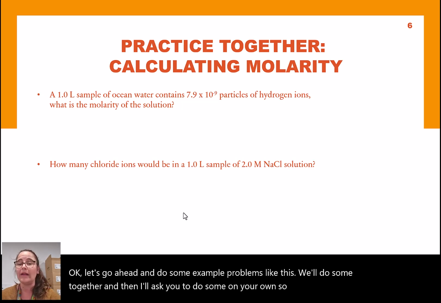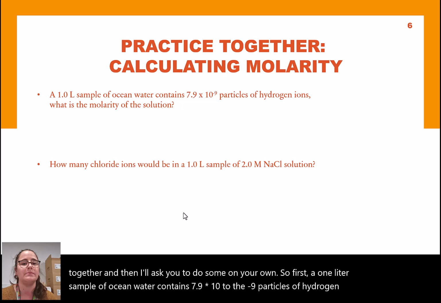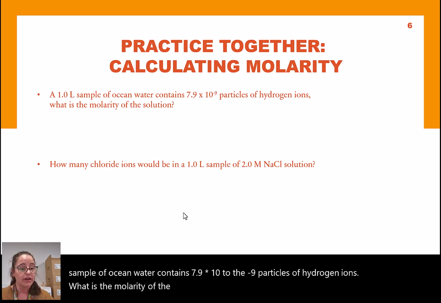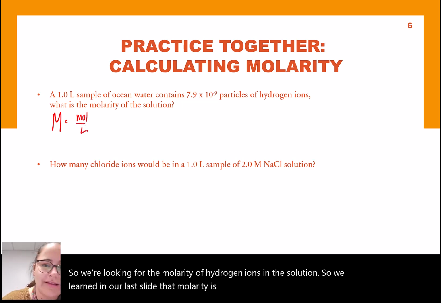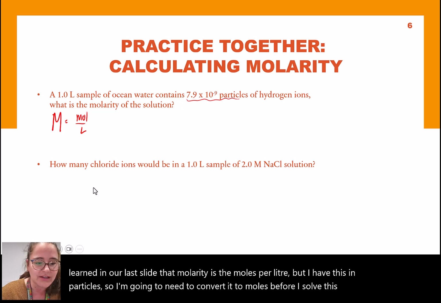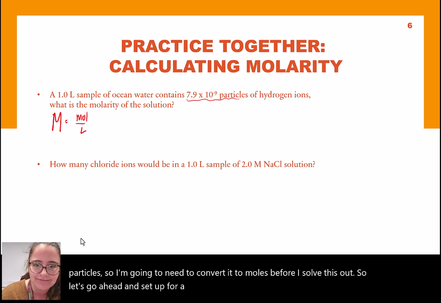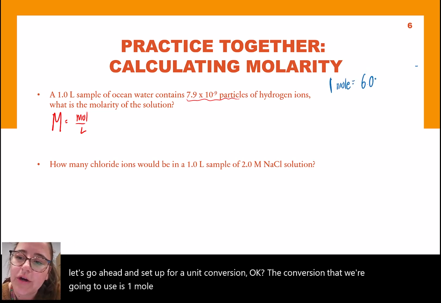So first, a 1 liter sample of ocean water contains 7.9 times 10 to the negative 9 particles of hydrogen ions. What is the molarity of the solution? So we're looking for the molarity of hydrogen ions in the solution. We learned in our last slide that molarity is the moles per liter. But I have this in particles, so I'm going to need to convert it to moles before I solve this. So let's set up a unit conversion. The conversion we're going to use is 1 mole equals 6.02 times 10 to the 23rd particles.